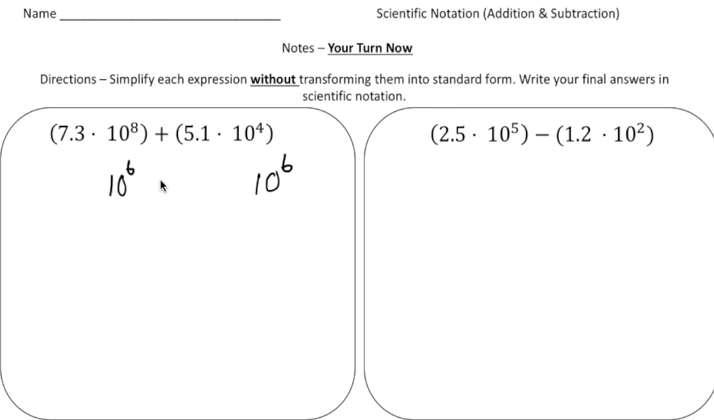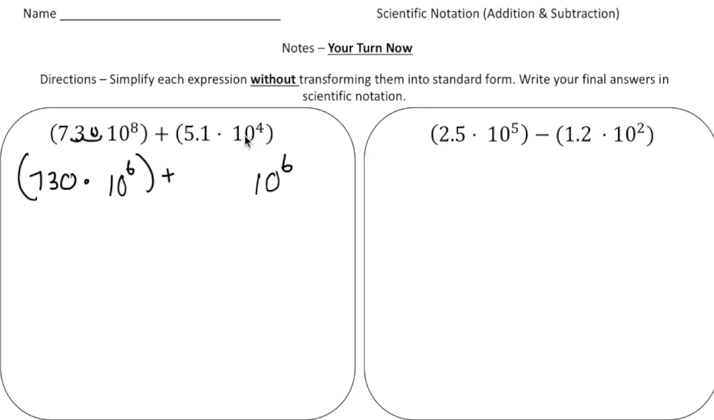All right, so notice to go from 10 to the 8th to 10 to the 6th, we have to divide by 100. So I'm going to take the 7.3 and do the opposite and times it by 100. So when I do that, we now get 730 times 10 to the 6th. That's the first part.